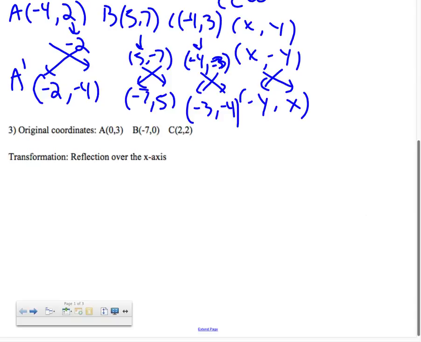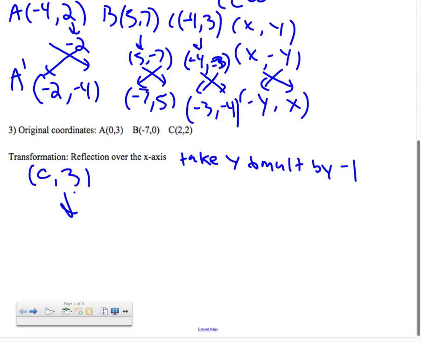If you're reflecting over the x, that means take your y and multiply by -1. And that's all you do. So, for example, A is 0, 3. Take my y and times it by -1, and you get 0, -3.